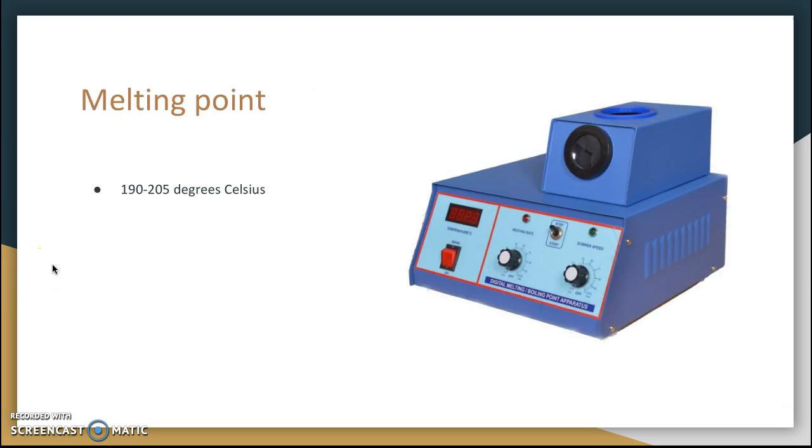Then for the next thing we did, we had to figure out the melting point. And by doing that, we used the melting point apparatus. We took our compound when it was in solid state and put it in the melting point apparatus. Then we turned it on and we kept track of it, and we saw it reached about 119 to 205 degrees Celsius.